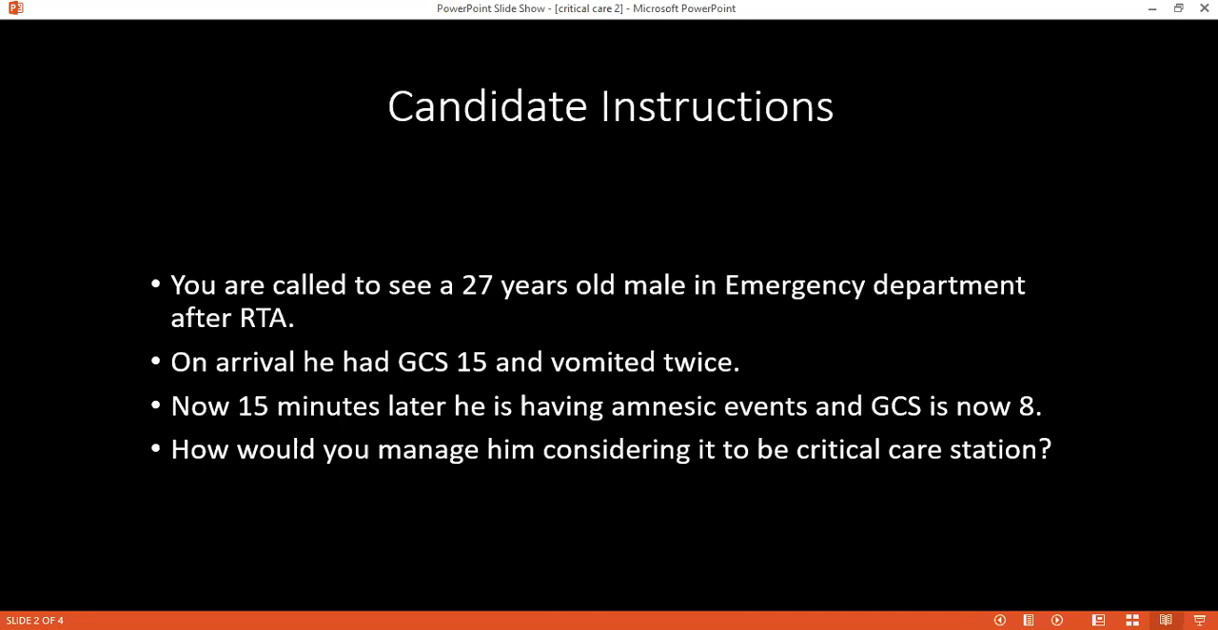Can you please tell me what is the normal intracranial pressure that you expect? Normal is 7 to 15 millimeters of mercury. In the lying down position, it is 7 to 15, and in standing it is 7 to 10 millimeters of mercury.